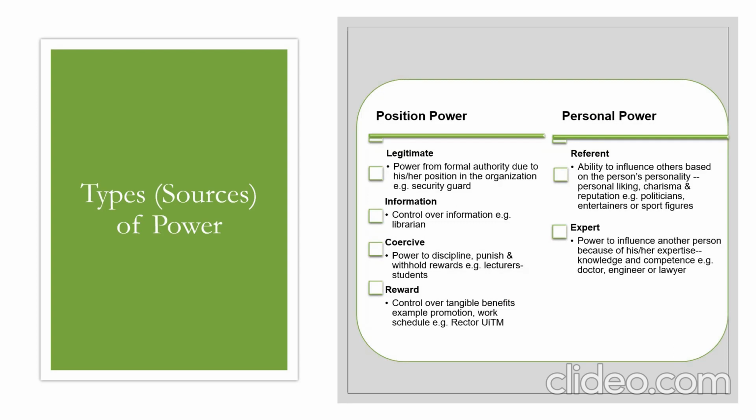Okay, so look at the position power first. There are four types as mentioned just now. First one is legitimate power. Legitimate means sah, power kuasa yang sah. So what is legitimate power? It is power from formal authority due to his or her position in the organisation.